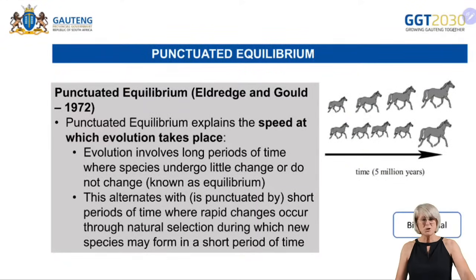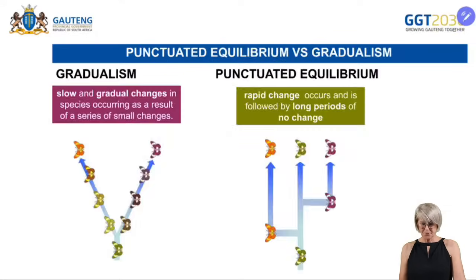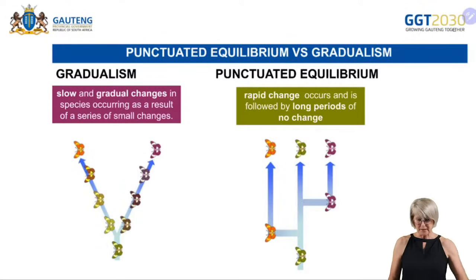If we have a look at punctuated equilibrium quickly, that theory was postulated by Eldredge and Gould in 1972, and it explains the speed at which evolution takes place. They said that there were long periods of time where there was little or no change, and then suddenly, in a very short space of time, quite a lot of change. That is why it's called punctuated equilibrium.